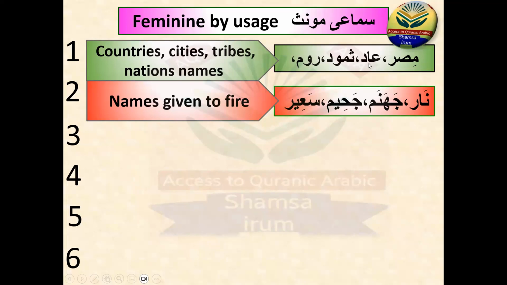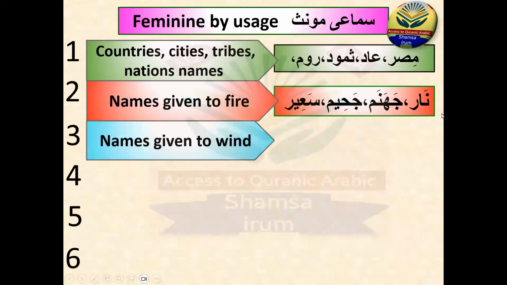If you know that Ad and Thamud are used as feminine in the Arabic language, because they are names of nations, and any name of fire comes in the category of names given to fire, it means they come in the feminine gender.